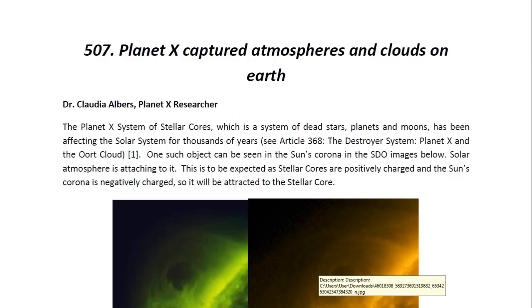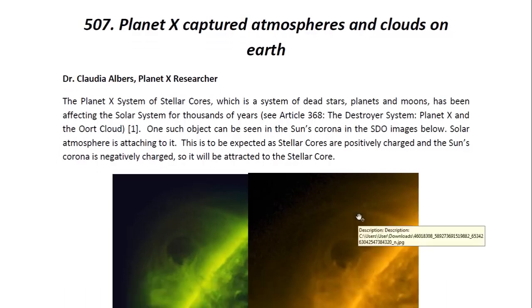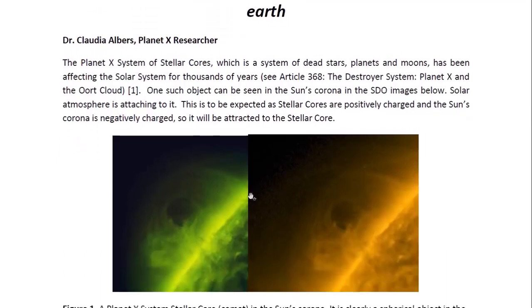Now, the Planet X system of stellar cores, which is a system of dead stars, planets, and moons, has been affecting the solar system for thousands of years. And you may look at Article 368 entitled The Destroyer System, Planet X, and the Oort Cloud for more details. One such object can be seen in the sun's corona in these SDO images. And you can see solar atmosphere or a solar corona attaching to it.